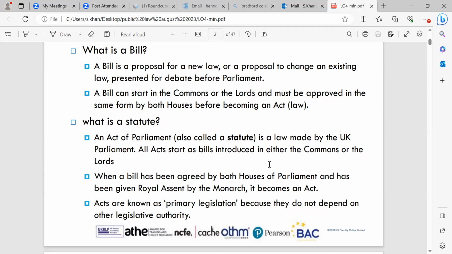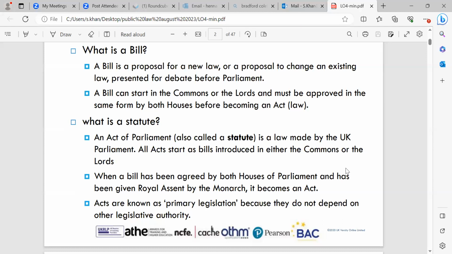So any sort of new laws or any sort of changes that need to come into place would start as a bill and then become an act of parliament. An act of parliament, also called a statute, is a law made by the UK Parliament. All acts start as bills introduced in either the House of Commons or House of Lords. And when both houses agree the bill, then it goes to the royal assent. Who do you think it goes to for the royal assent?